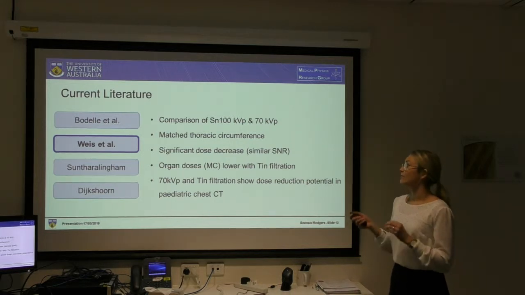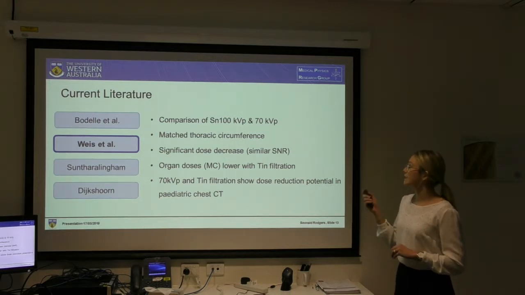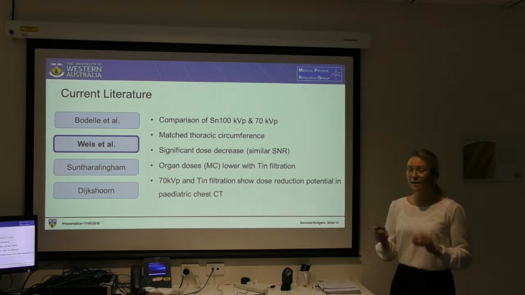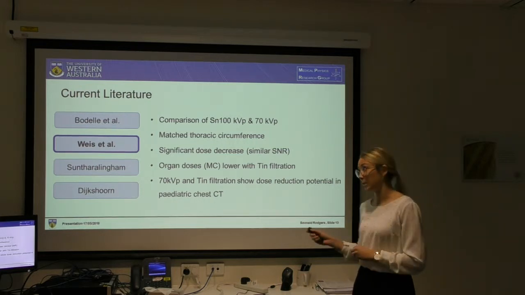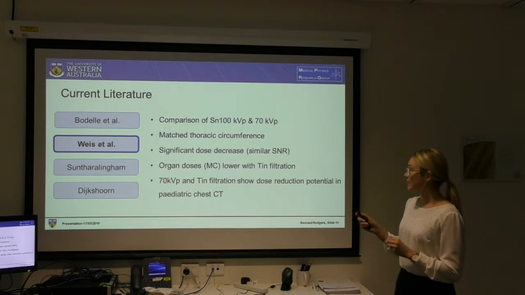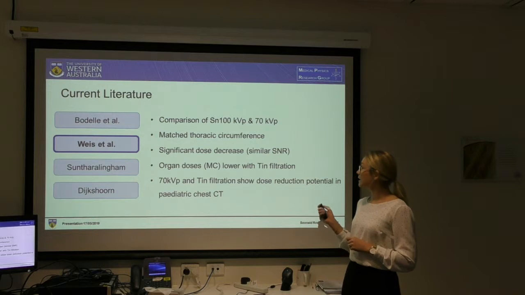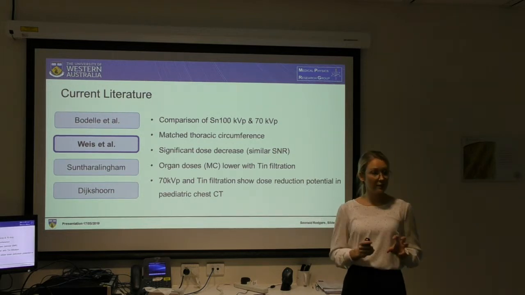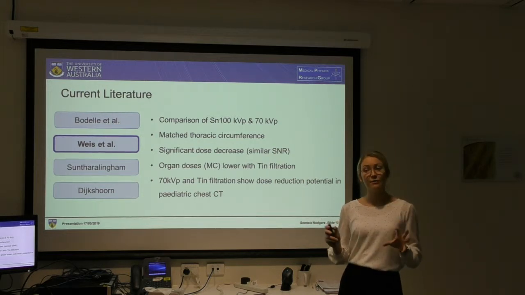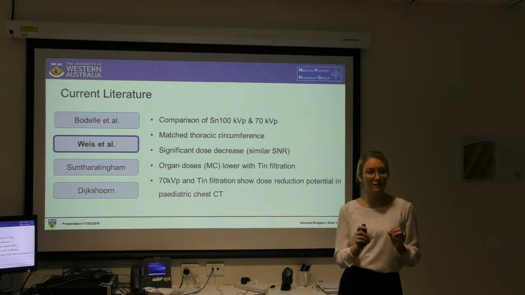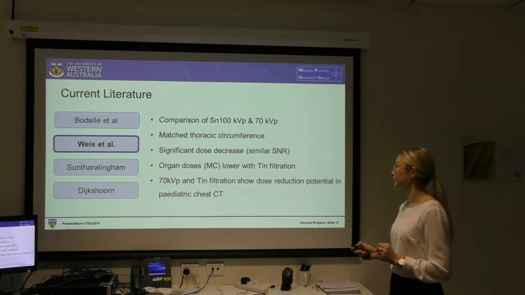Another clinical study by Visa et al. compared the tin filtration at 100 kVp to a lower beam energy at 70 kVp. They matched patient sizes by the thoracic circumference and found that despite a significant decrease in dose using the tin filter, it produces images of similar signal-to-noise ratio.